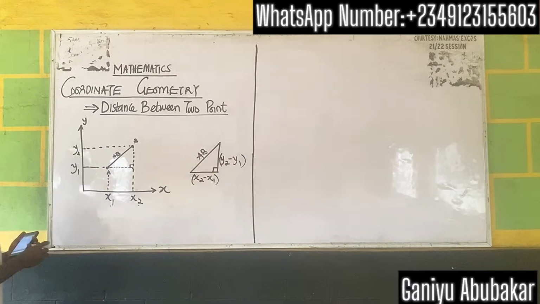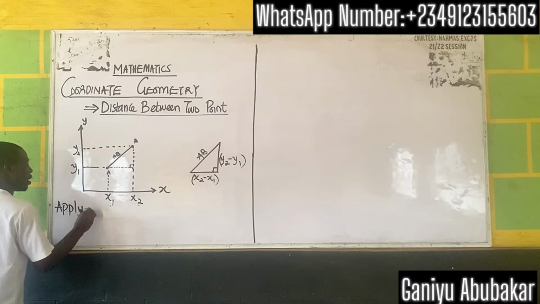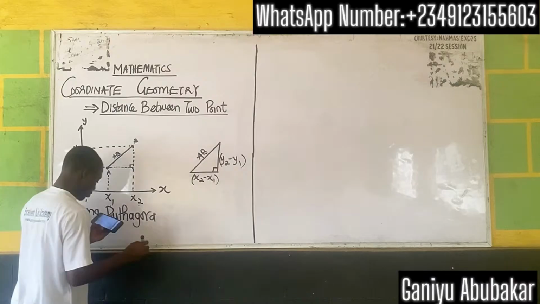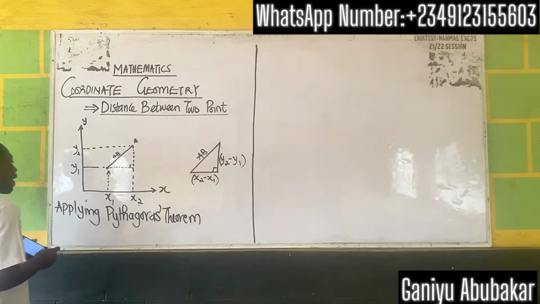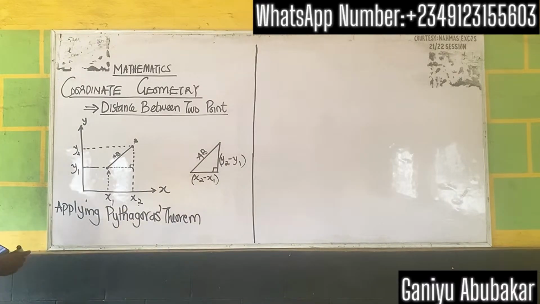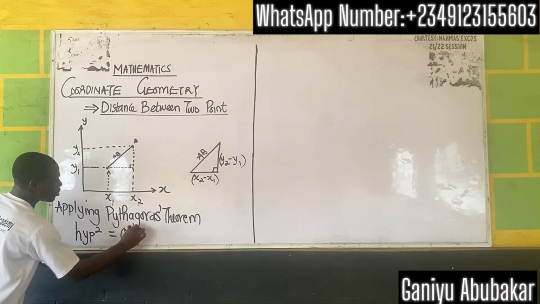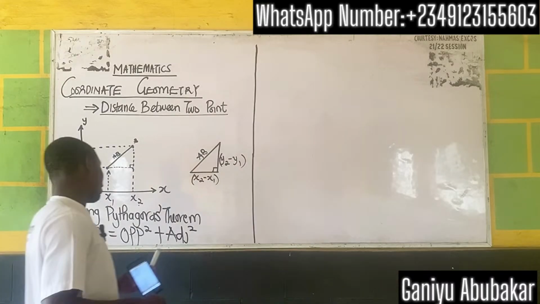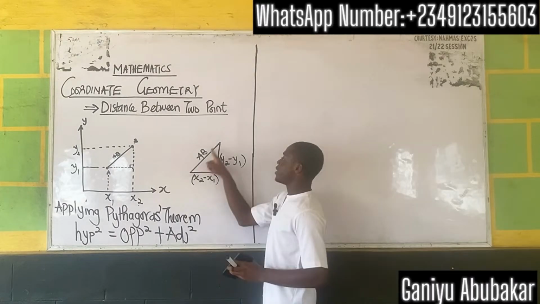Now from this, applying Pythagoras theorem. By applying Pythagoras theorem, we said hypotenuse squared is equal to opposite squared plus adjacent squared. That's the formula for Pythagoras theorem. So I apply this concept here. What do we get? Hypotenuse is the longest side. This part, the longest side, gives you AB squared.